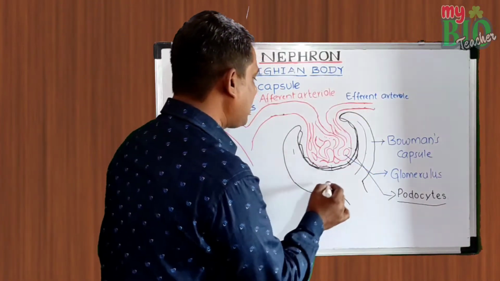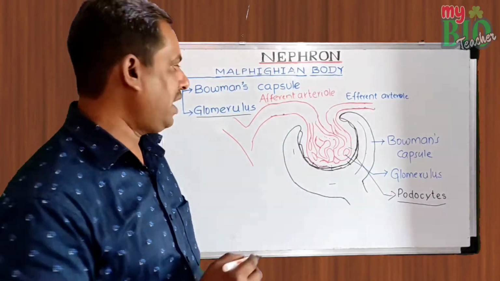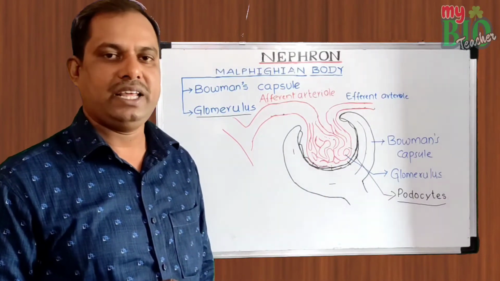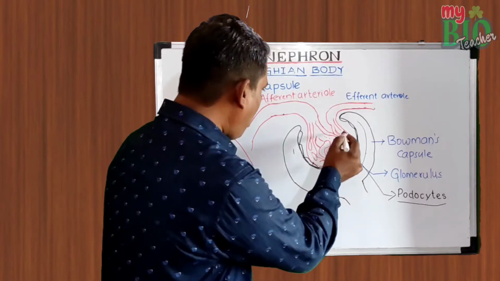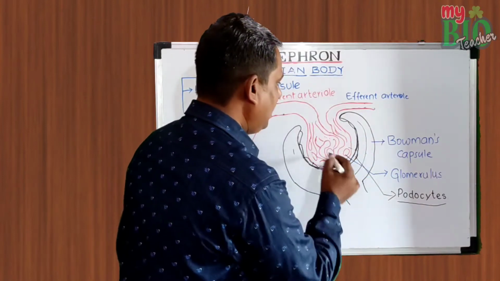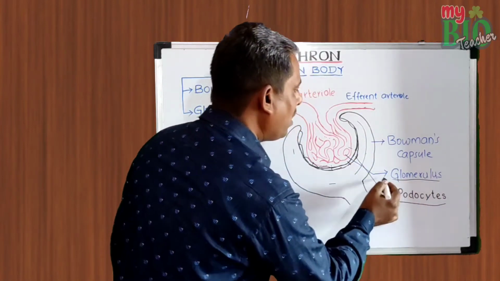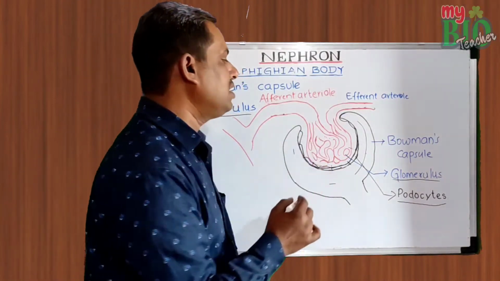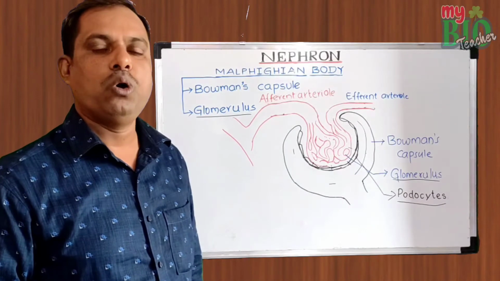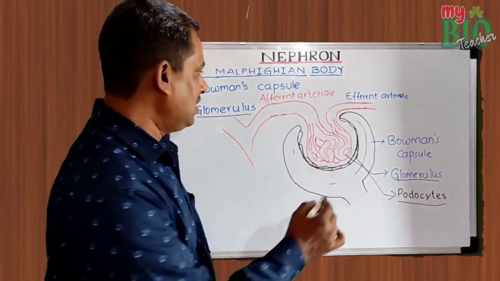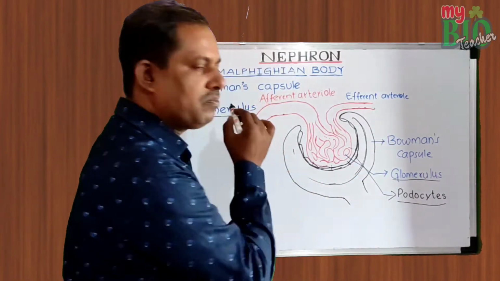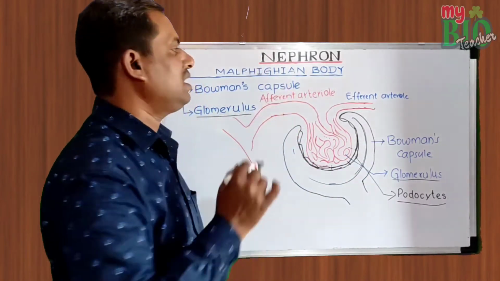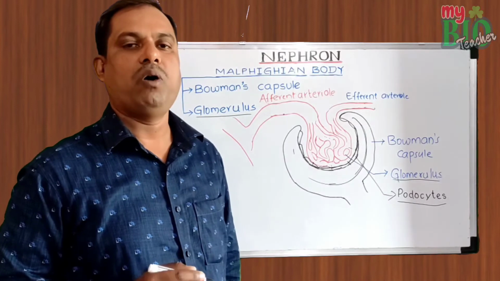Inside the Bowman's capsule, we can see a fine bunch of blood capillaries. This group of blood capillaries is called glomerulus. This Bowman's capsule and this glomerulus together are called the Malpighian body.